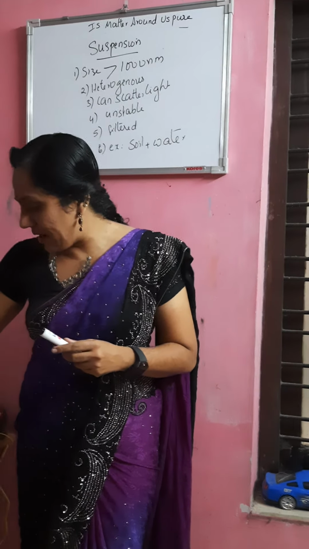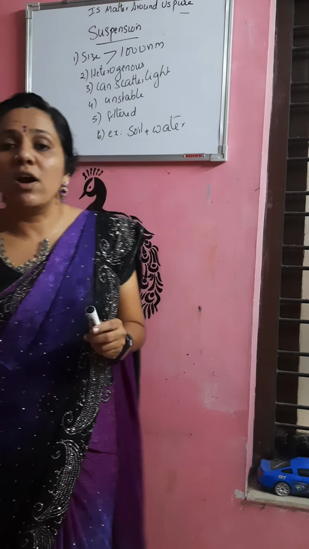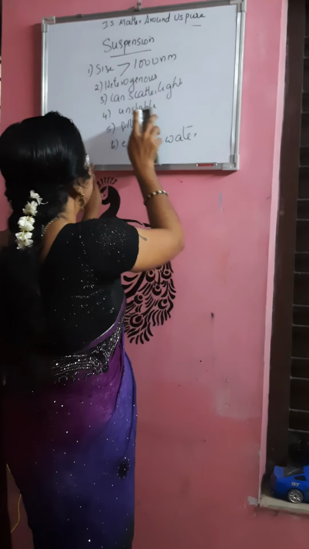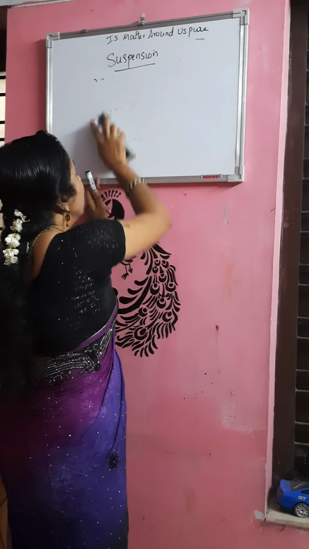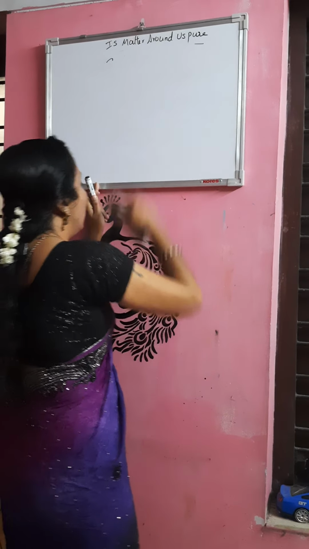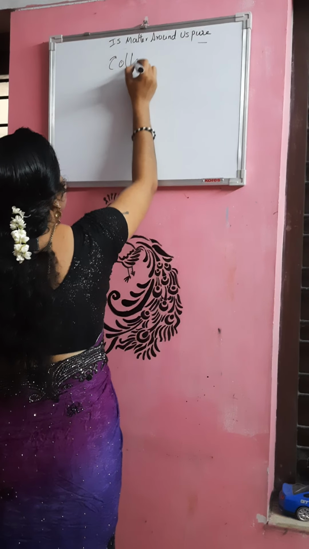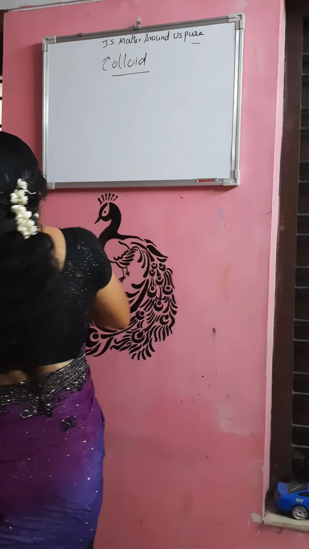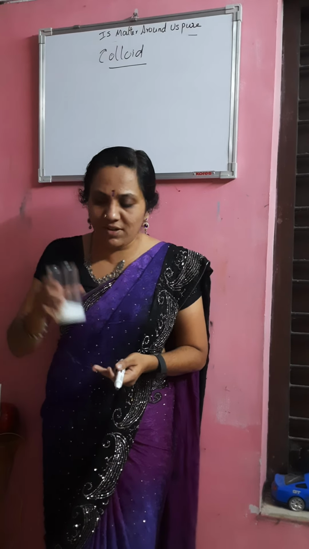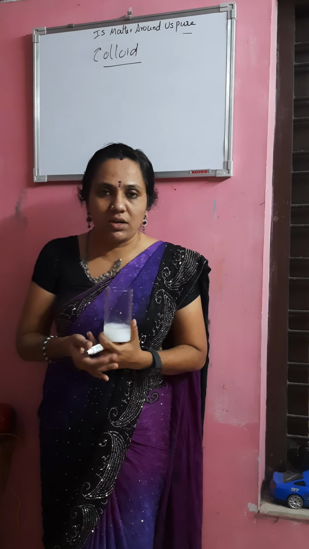So colloids are having the size ranging from 1 to 1000 nanometer. So we can write the colloids. I will give an example for colloid. See this one here. This is an example for a colloid. What is this? Milk in water.